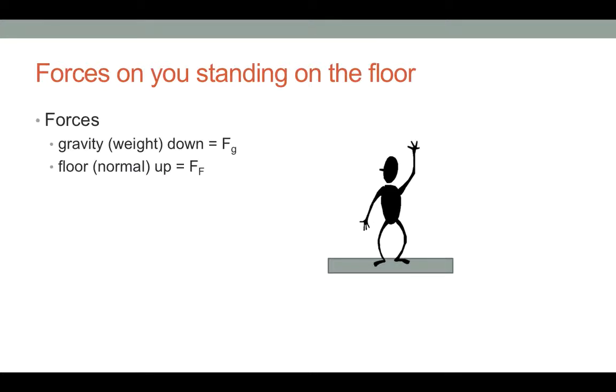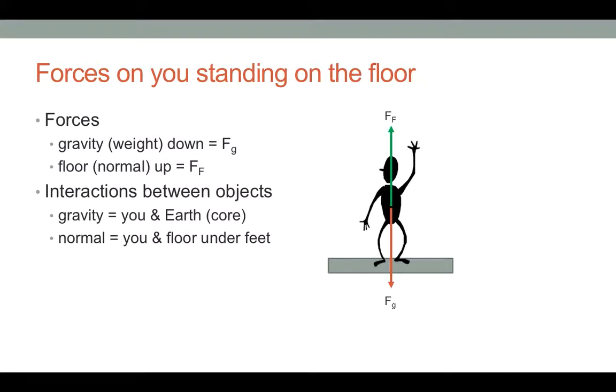So now let's go back to you standing on the floor. What forces are acting on you? Well, there's gravity, which is pulling down on you, and the normal force from the floor, which is pushing up on you. We can draw those two in as vectors, so we have the force of gravity going down and the force of the floor going up. Now, these forces, Newton says, are always interactions between objects. Gravity is actually an interaction between you and the Earth, and by the Earth, we really mean the interior of the Earth. So we'll write that down. The force of gravity is actually the Earth pulling down on you. The normal force is an interaction between you and the floor under your feet, so we can say the normal force, or the force of the floor, is equal to the floor pushing up on you.